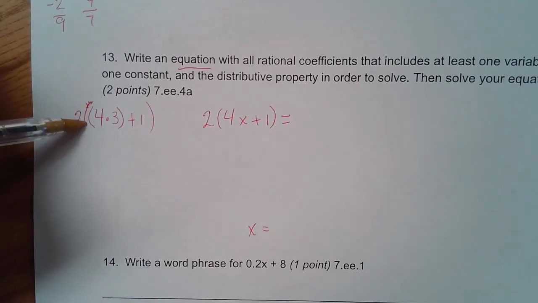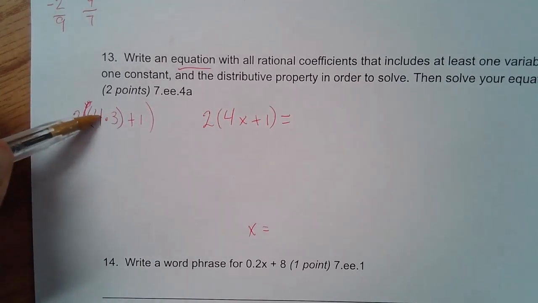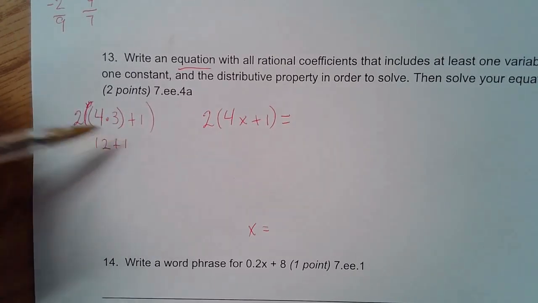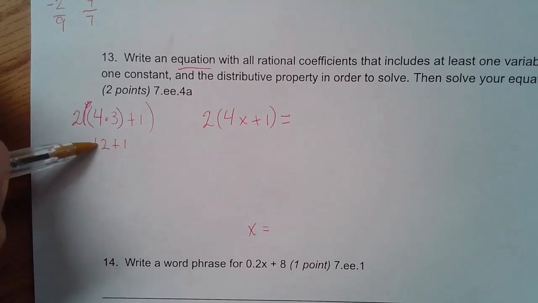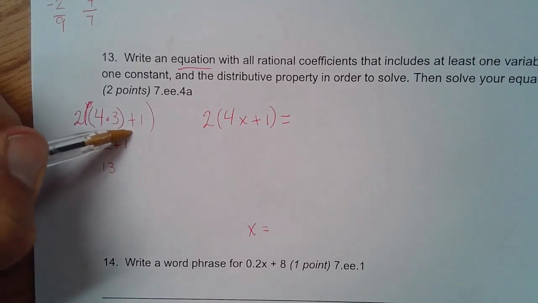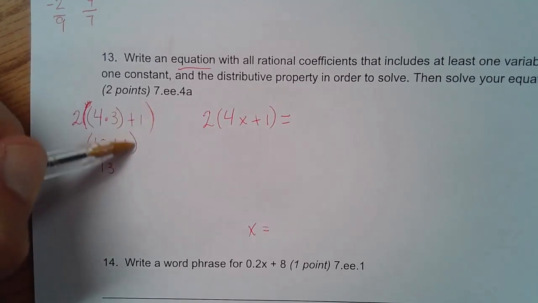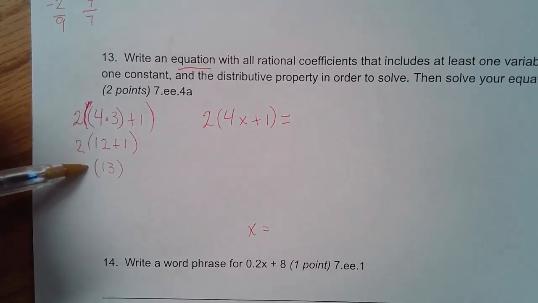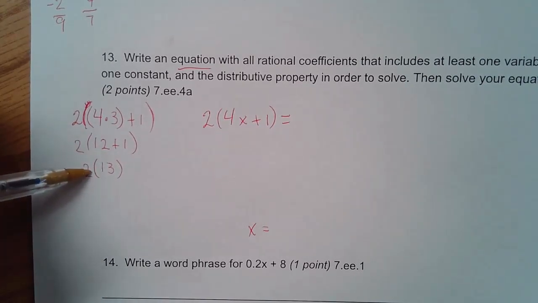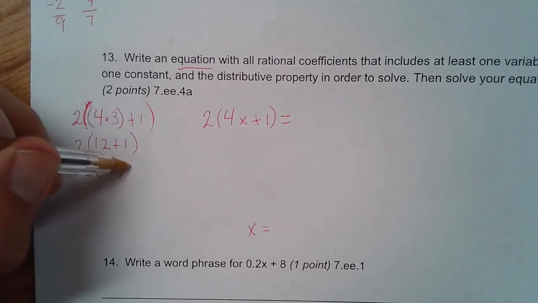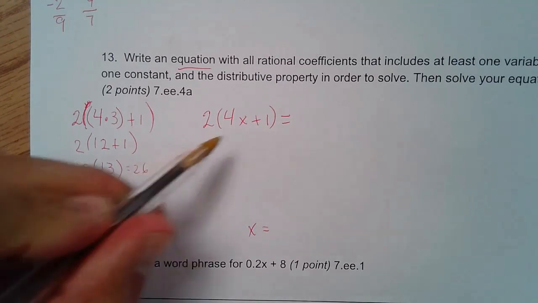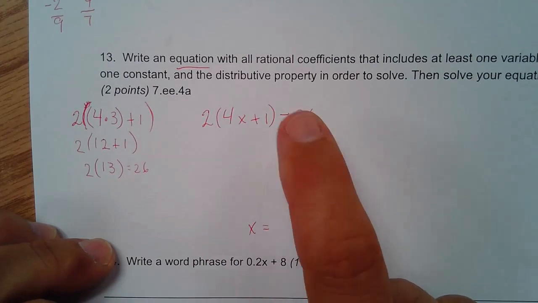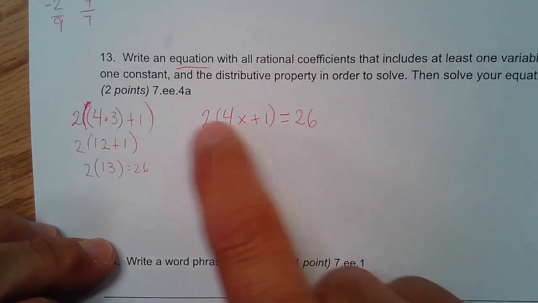Okay, so 4 times 3 is 12. So 12 + 1, and 12 + 1 is 13. So this entire parentheses is 13. I've simplified that part, and then I have to multiply it by 2 still. 2 times 13 is 26. So that equals 26. And that is going to be the target that I'm going to put right here, 26. Here's my equation. And I already know the answer for x is going to be 3.